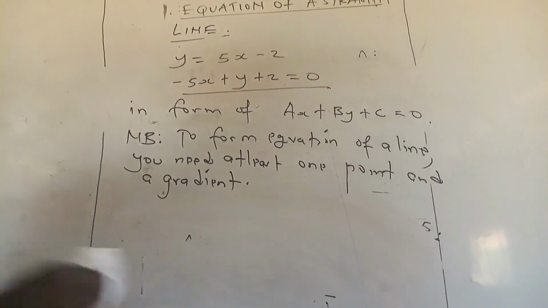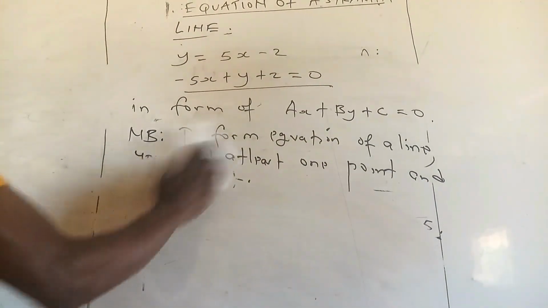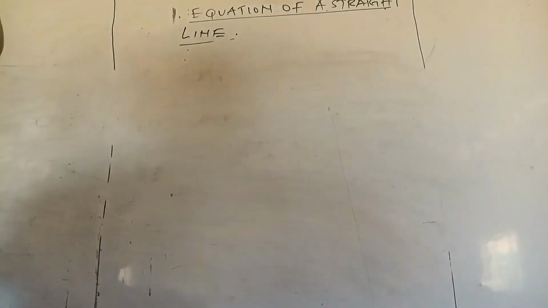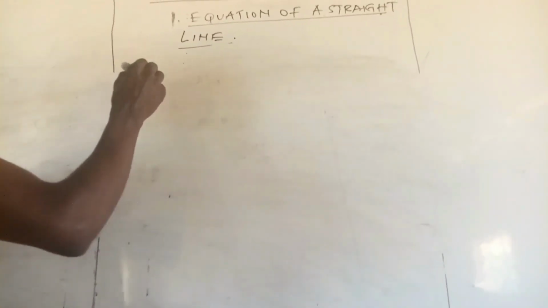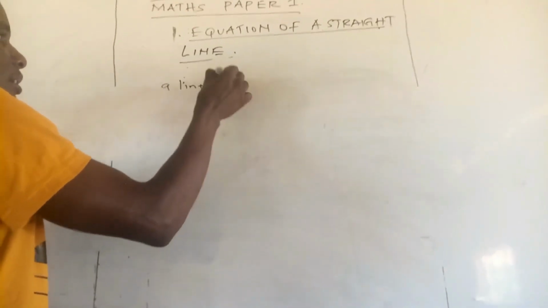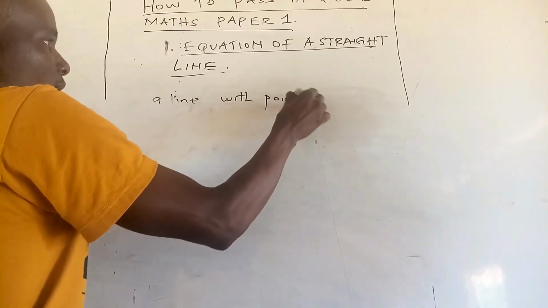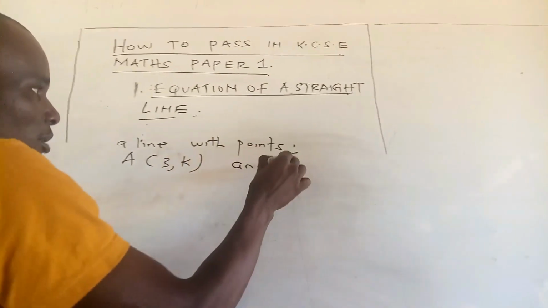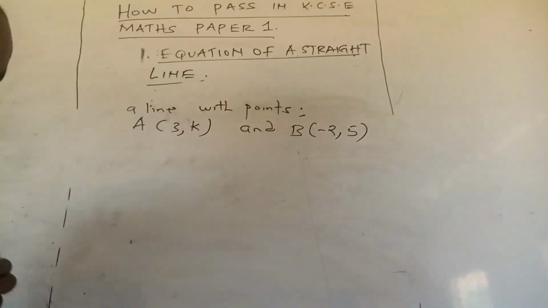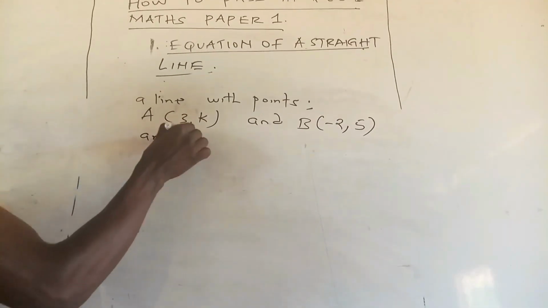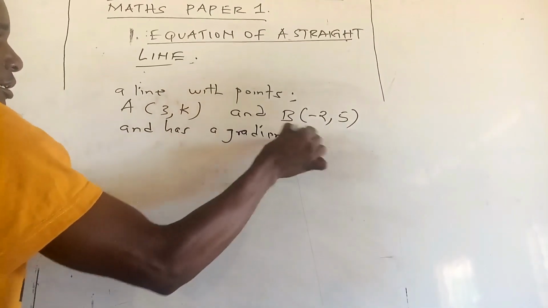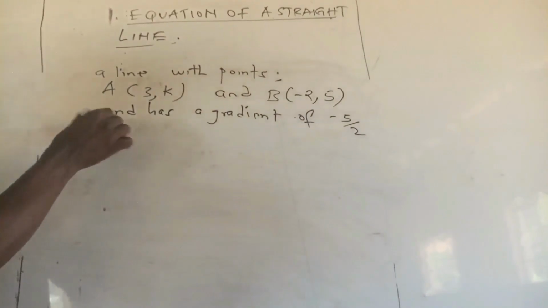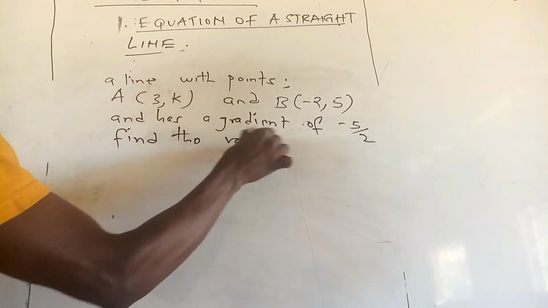At times you may also be asked to work out some application questions. For example, let's look at a question that requires you to find a certain point. Let's say you are given a line with points A is (3, k) and B is (negative 2, 5), and it has a gradient of negative 5 all over 2. I want us to find the value of k.